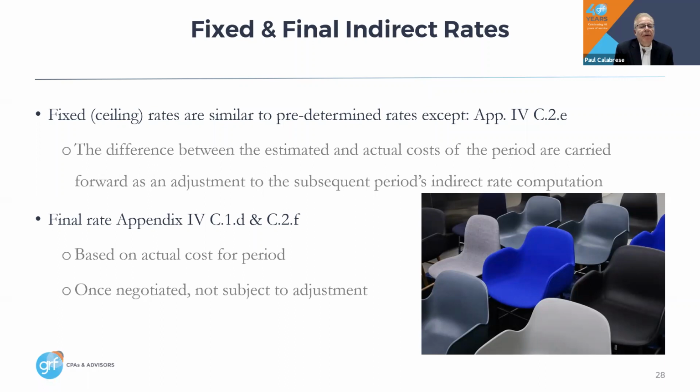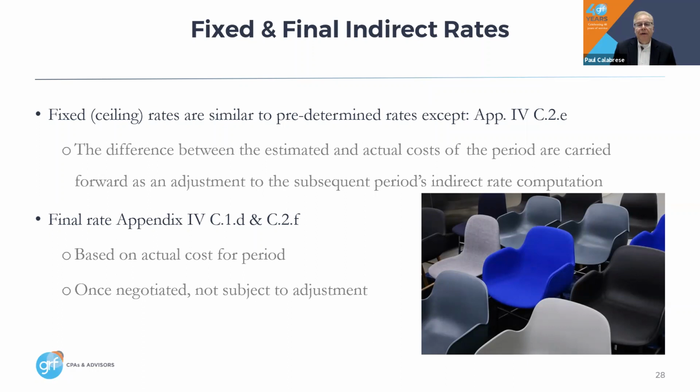Fixed ceiling rates are similar to the predetermined, except the difference between the estimated and the actual cost is carried forward to the future year. I've seen a lot of this, particularly with NOAA and the Department of Commerce. This is a very bad kind of methodology because you're always putting the adjustment into a future year, and it's like a dog chasing a tail. I have a lot of trouble myself, and I'm years in cost accounting and working with clients, trying to figure out what the rate is for that particular year.